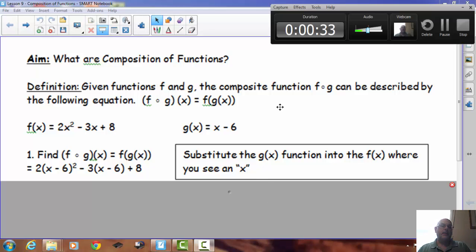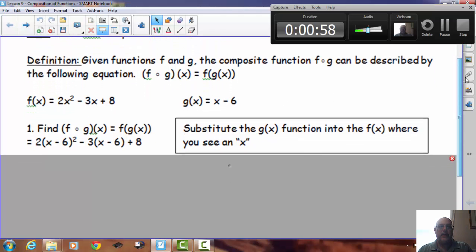Let's look at the example we have. f following g of x, that circle I'm pointing to means following. We can also write it as f of g of x. We have two functions: the f of x function, 2x squared minus 3x plus 8, and our g of x function, x minus 6.